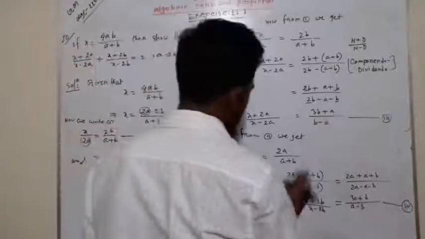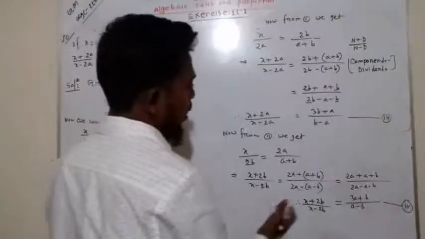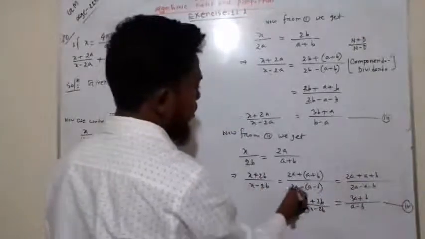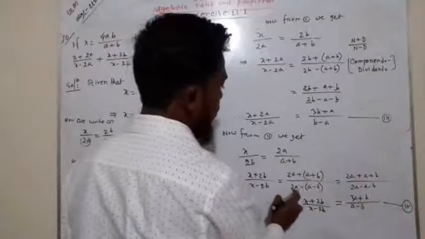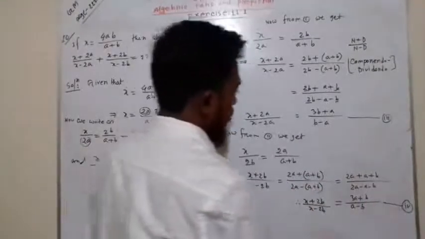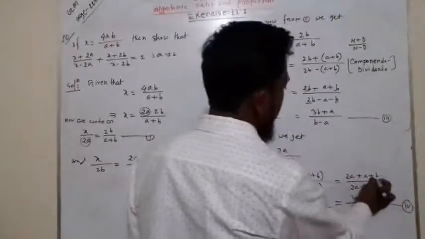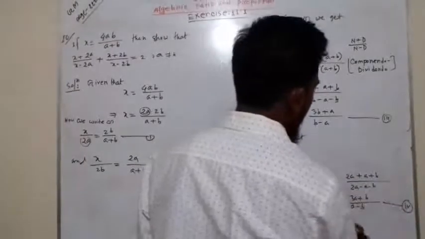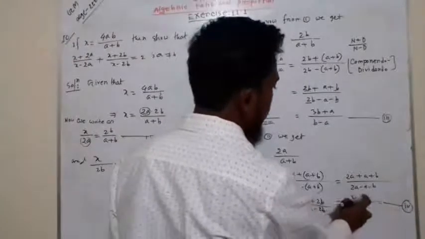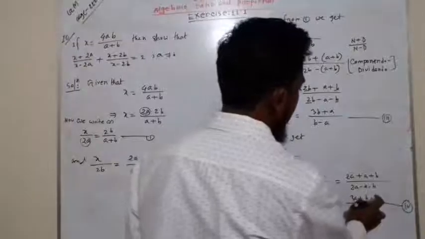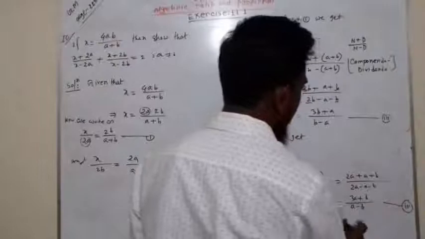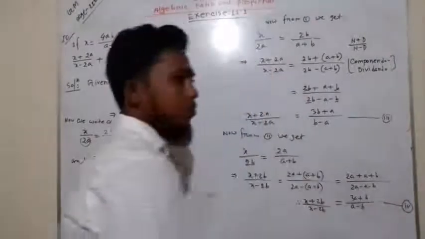Applying the previous process, componendo and dividendo, we have x plus 2b divided by x minus 2b equal to (2a plus b) divided by (2a minus b), a plus b here. So (2a plus a plus b) divided by (a minus b). So we can get x plus 2b divided by x minus 2b equal to (3a plus b) divided by (a minus b). Here, equation number 4.